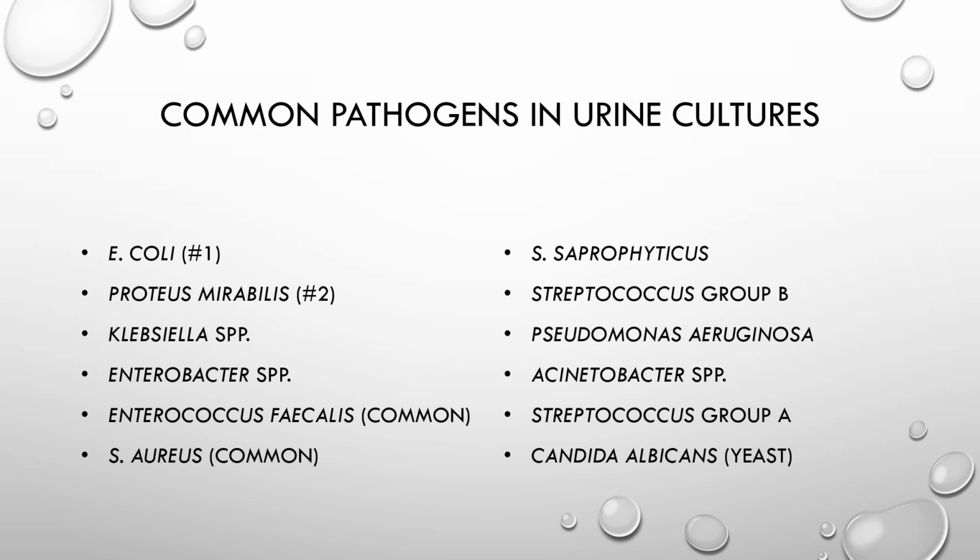Then we've got Enterococcus faecalis, which is a common cause of urinary tract infections, and it is a gut strep. Staphylococcus aureus is another cause of UTIs. Staph saprophyticus, that's usually more common in women of childbearing age. Streptococcus group B, Pseudomonas aeruginosa, Acinetobacter, which is a non-fermenter, closely related to Pseudomonas, Streptococcus group A, and Candida albicans. These are all organisms that you might find in a urine culture.